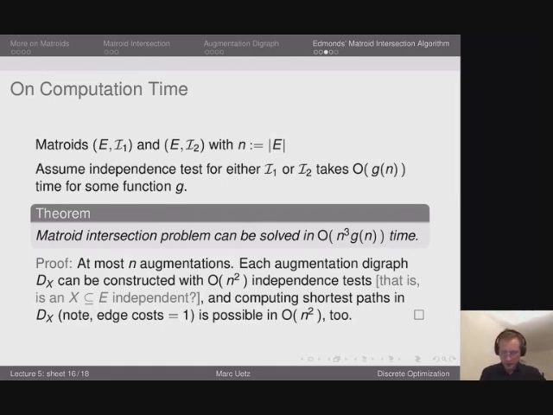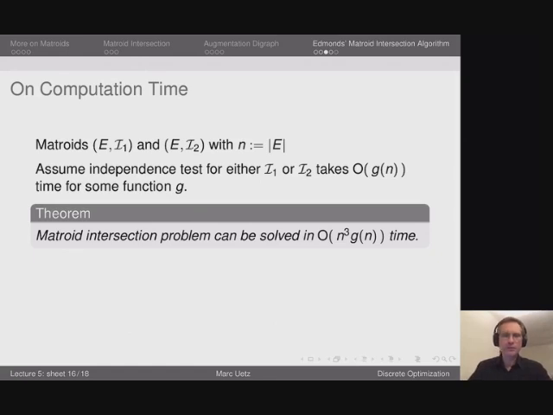Important thing to realize, maybe in the computation time, I didn't say it explicitly, but this is shortest paths with respect to edge lengths equal to 1, and therefore we can use BFS and we don't have to use something like Dijkstra. So coming back to the main theorem of this lecture, we can solve the matroid intersection problem in time which is polynomial in the size of the ground set, and of course it has to be polynomial in the time it takes to verify if a given subset is independent or not.